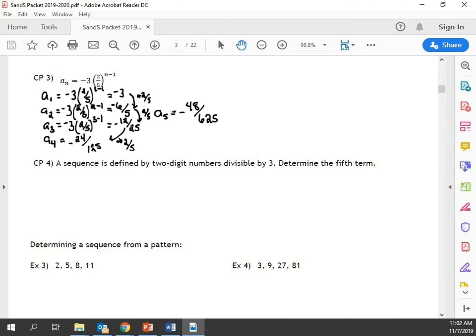All right. Sequence is defined by two-digit numbers divisible by 3. Determine the fifth term. So two-digit numbers divisible by 3. What's the first two-digit number that is divisible by 3? 12. So we're talking about 12. How do I go to the next one? Say it again. You guys got to say some answers, please. We're not getting any progress if we don't.